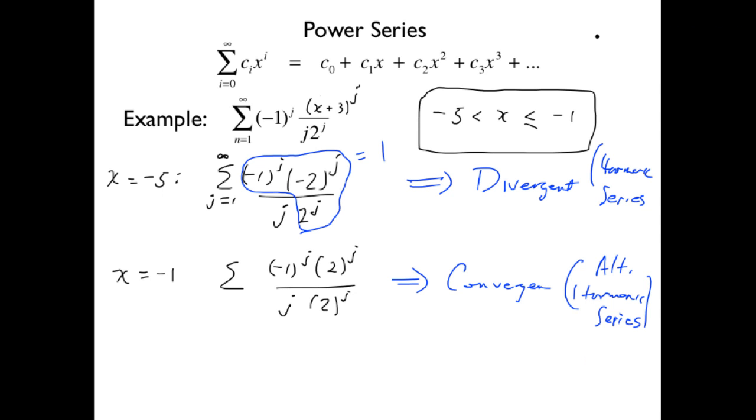Okay, so what's our center and radius then? So if we put this on a number line, the center is negative 3, and the radius would be 2. So this is closed here and open. So we have a center of convergence of negative 3.